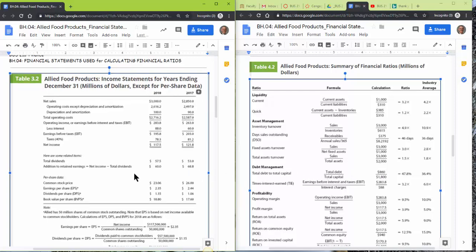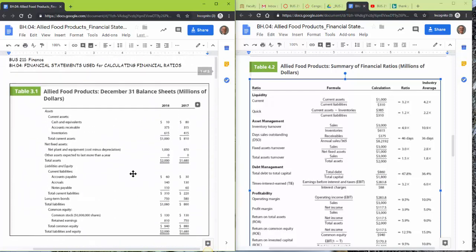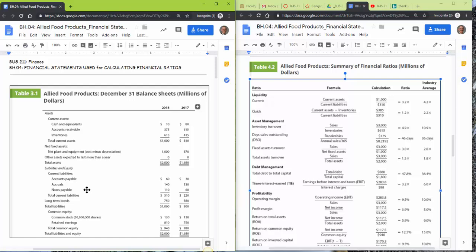So, examining the financial statements, locate the balance sheet and examine the current liabilities. You can see accounts payable, accruals, and notes payable. Notes payable represents debt that pays interest. Accounts payable and accruals do not pay interest and will be excluded from the numerator of the total debt ratio.